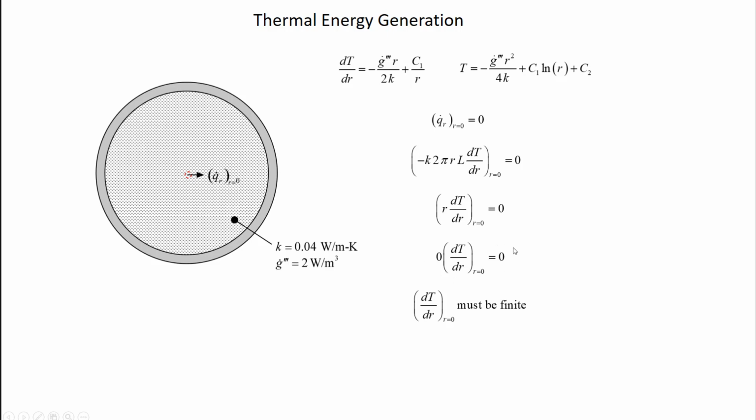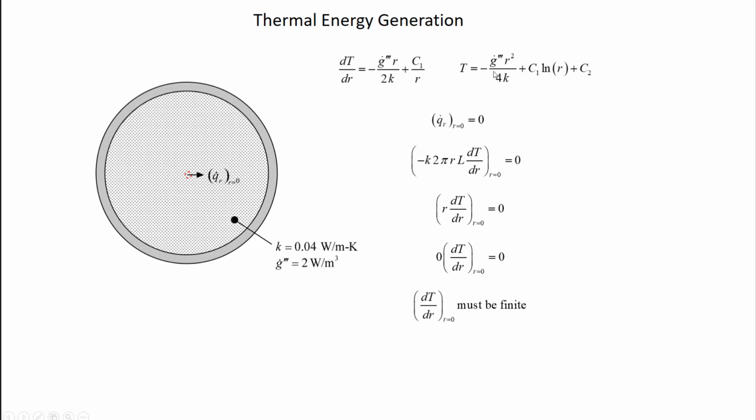And so this is going to be true no matter what dT/dr is at R equals 0, as long as dT/dr doesn't go to infinity. So basically the boundary condition is telling me that dT/dr at R equals 0 has to be some finite value. Any finite value will do, but what it can't do is go to infinity, right? So that's the boundary condition I have to work with.